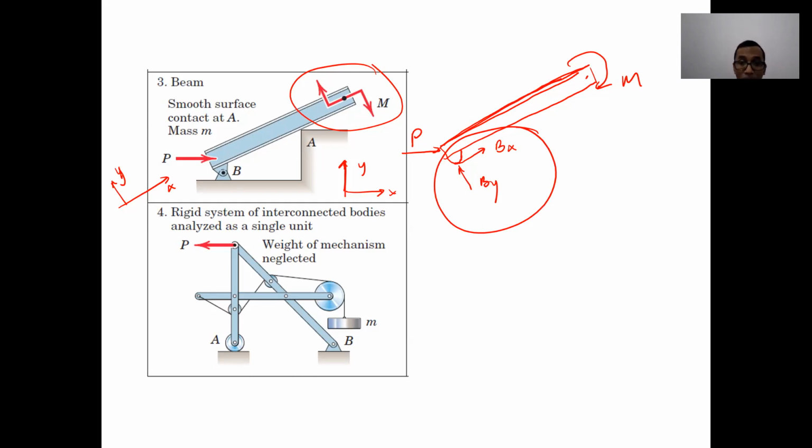Hello? Yes. Okay, Amadia, now what else do we have here? I think we can do the same at A. So there's AY. Remember, it's a smooth surface. Will there be any friction at a smooth surface? No. So at a smooth surface, there will be only one.